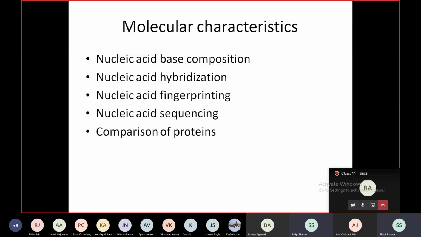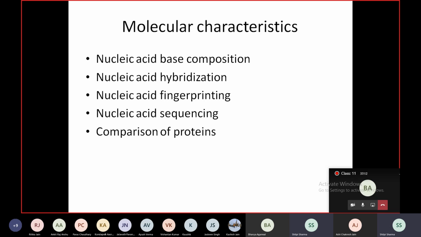Now, these are as far as the classical characters are concerned. Molecular characteristics refer to assessing the nucleic acid content. There are various parameters. You can assess just the base composition of nucleic acid. You can see the hybridization, how it hybridizes with the target nucleic acid in question. Then you can generate fingerprints with DNA. You can eventually sequence the nucleic acid and compare the sequence with the organism in question. And also, such a comparison is possible with the total proteins of an organism.